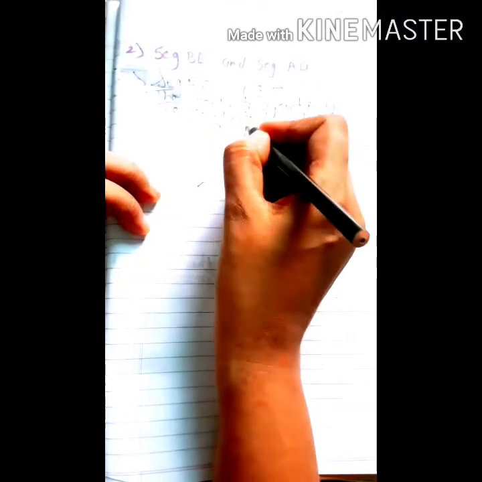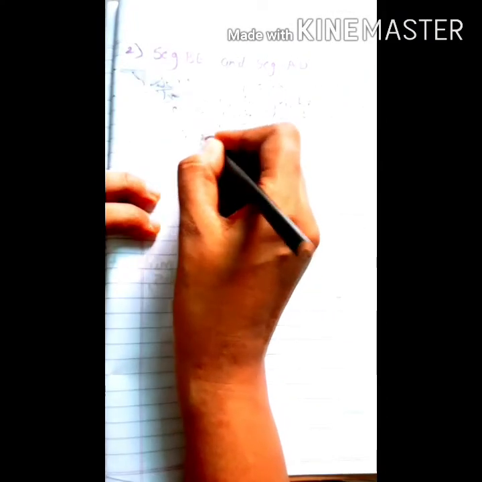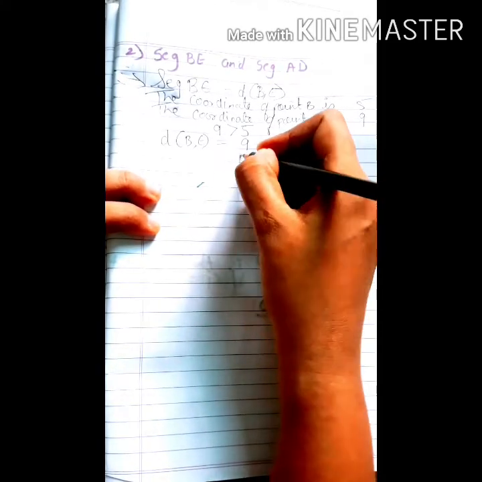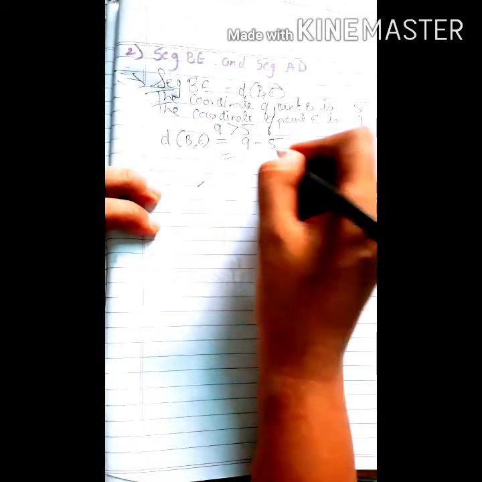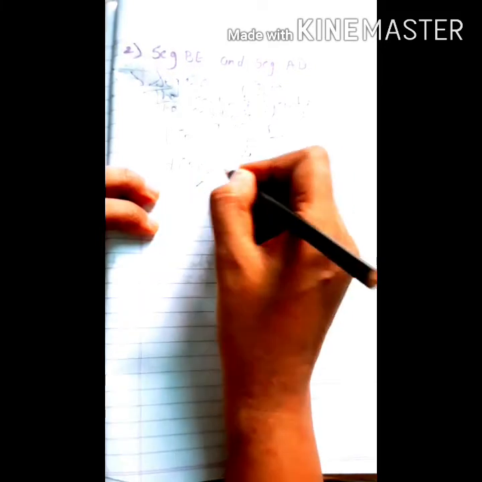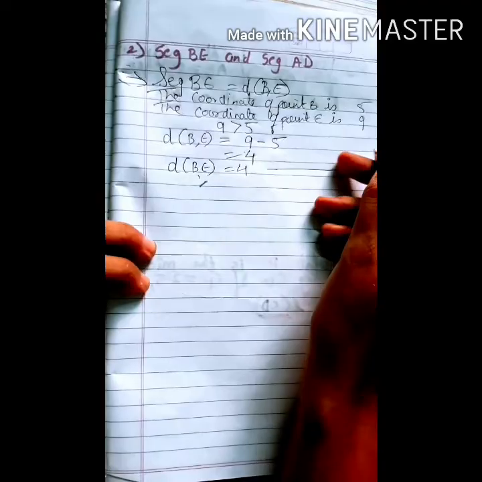9 is greater than 5. Distance of BE equals 9 minus 5. We always have to take the bigger number first. 9 minus 5, how much came? 4. Distance of BE is equal to 4. Give it equation number 1.